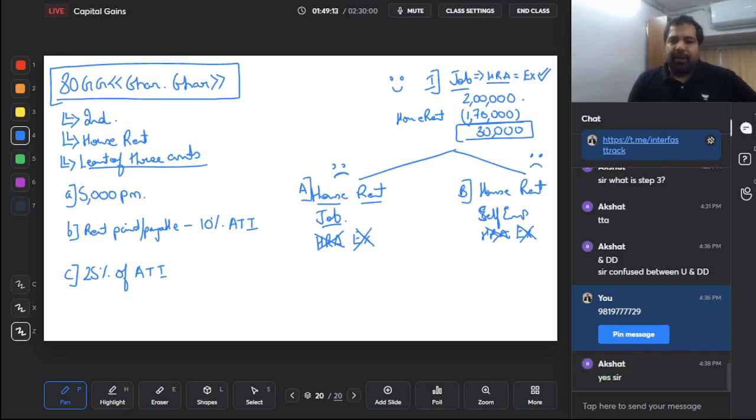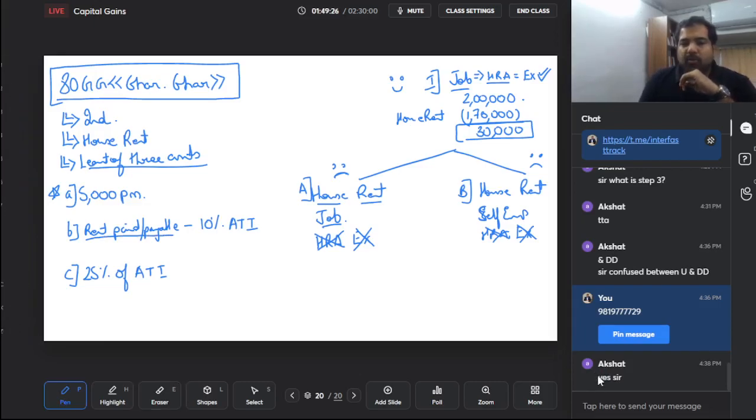The first one is very easy to calculate, guys. The second one, let's say you're taking a house on rent on 30,000 a month. So this is also, the first part is easy to calculate, but you don't know what is ATI. So you ask the government, tell us what is this ATI? How can I take 10% and 25% of ATI if I don't know what is ATI?